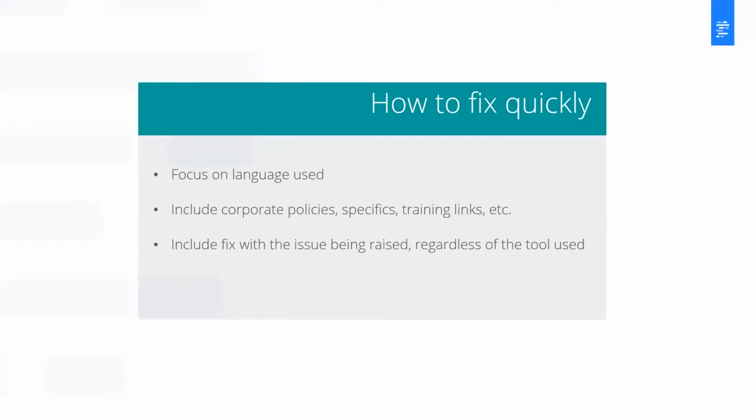To fix issues quickly, you've got to get code examples of fixes in the language that the developer is using to the dev. You also got to get the corporate policies or specifics or any links to training courses or platforms that you have, again, to the developer whenever they're dealing with the issue. So the best way to do that is to wrap it inside the issue that's being raised as a recommendation. And here we're going to show how to do this.